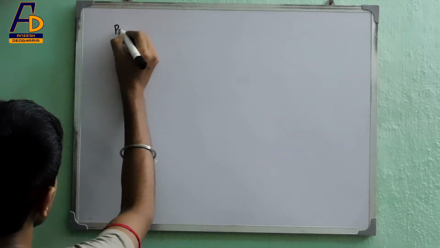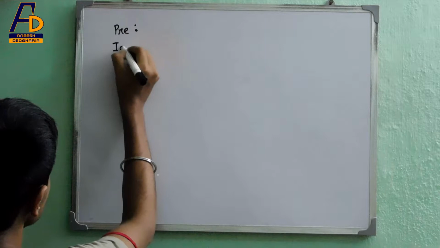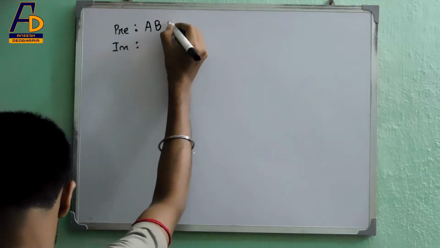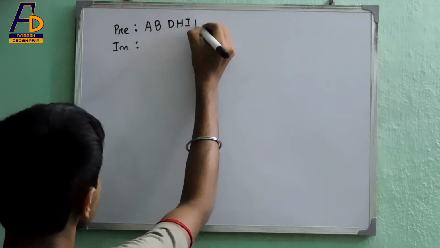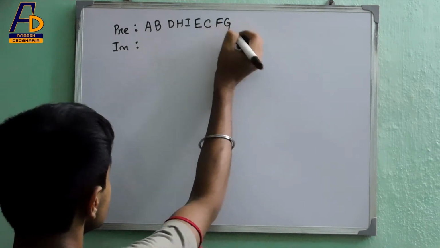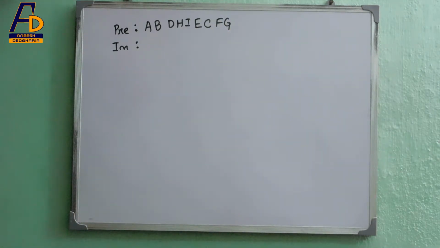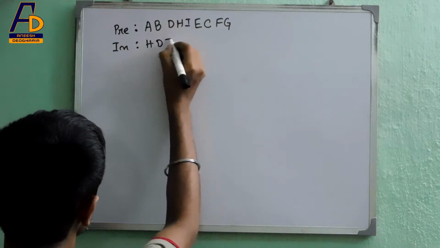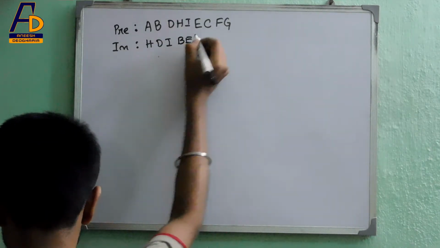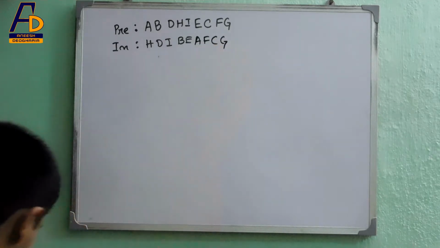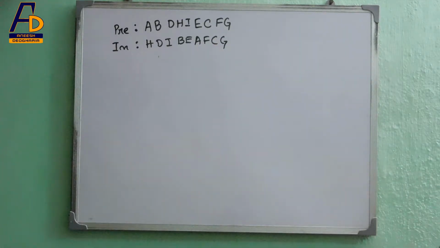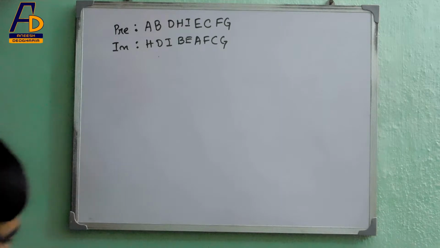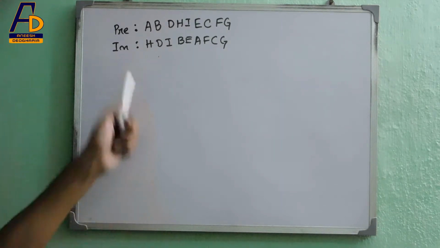So the pre-order traversal and the in-order traversals. So the pre-order traversal, let it be A, B, D, H, I, E, C, F and G. And the in-order traversal for the same tree is H, D, I, B, E, A, F, C, G. So this is the pre-order and this is the in-order traversal for a given tree. Now what we have to do, we have to construct a binary tree from these two traversals.